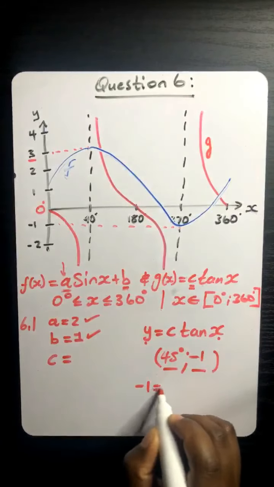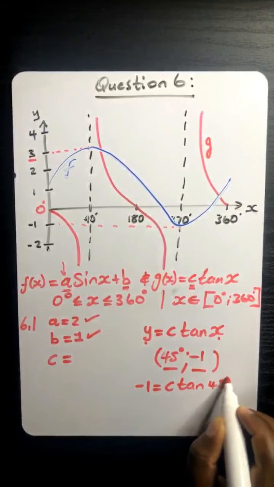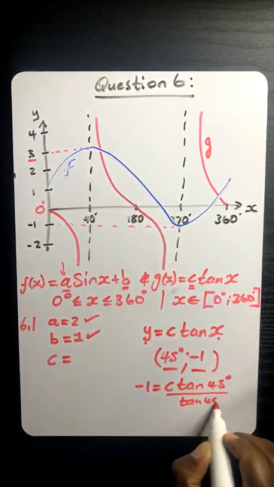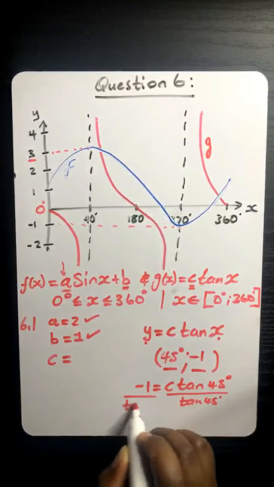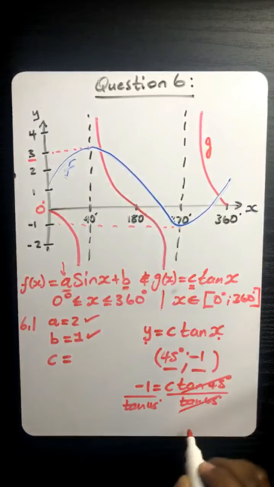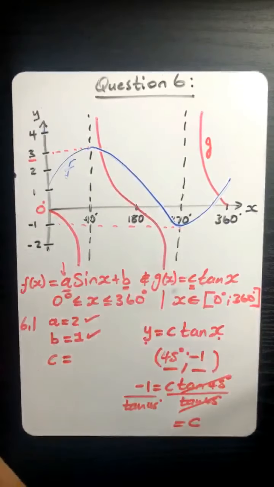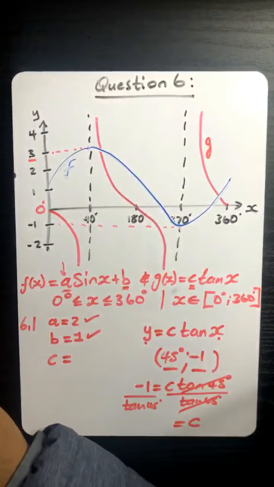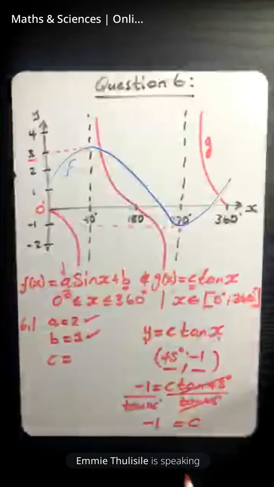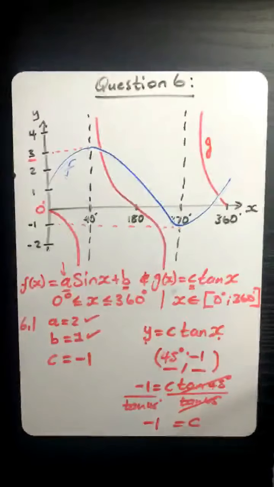We have -1 being equal to c, and then we have tan of 45 degrees. How about we divide by tan of 45 degrees on both sides? Let's see, that will cancel, and then we're going to have our c value. What will our c value be on that one? -1. Yes, -1. So that means the c value is equal to -1.